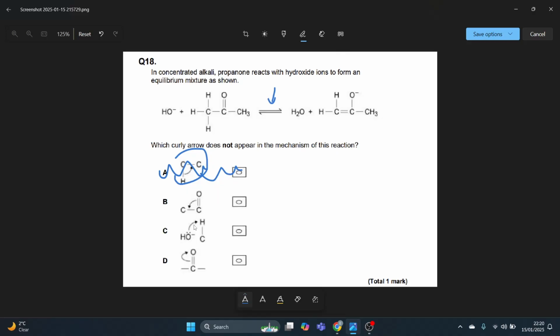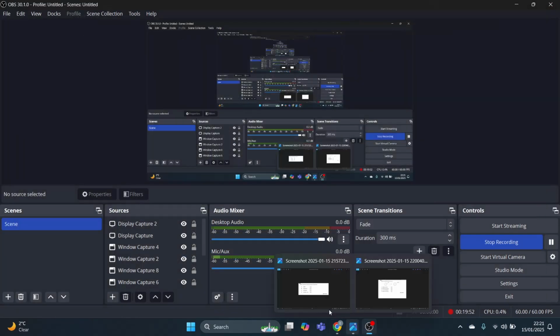C bonds to the H plus, and then that. D definitely will happen. That makes sense. That's why the oxygen could have the negative charge. I'm left with B and C. Well, in B, it's telling me it's going from a double bond to here. And then that's why this has got the double bond and that's not got it. That's not going to appear in the mechanism of this reaction.